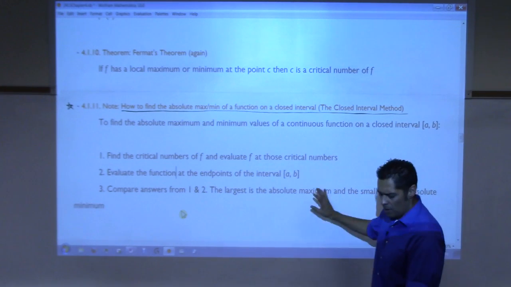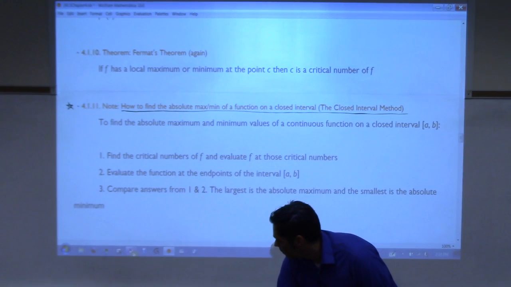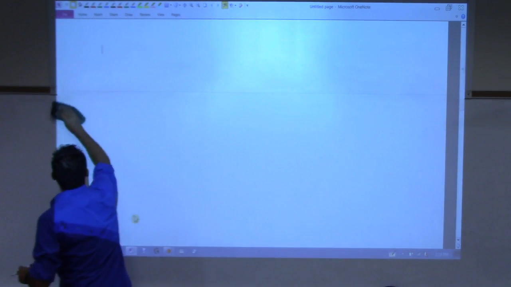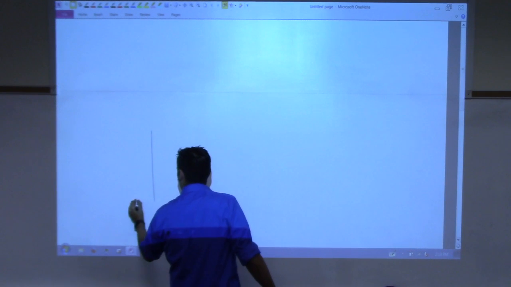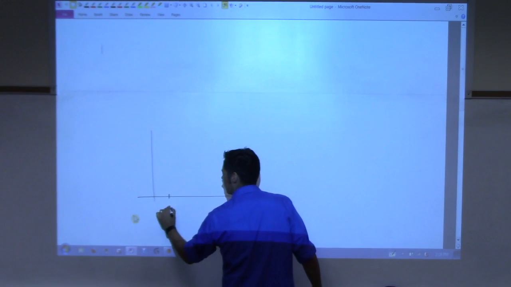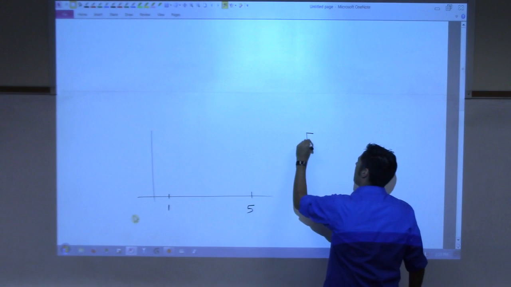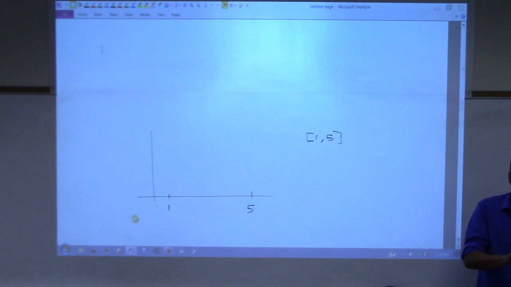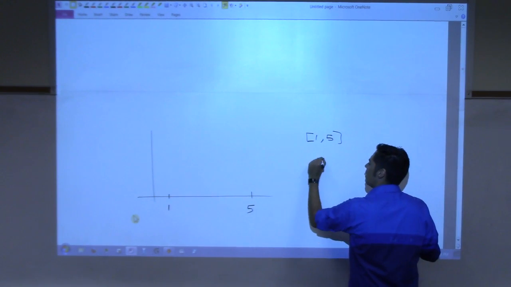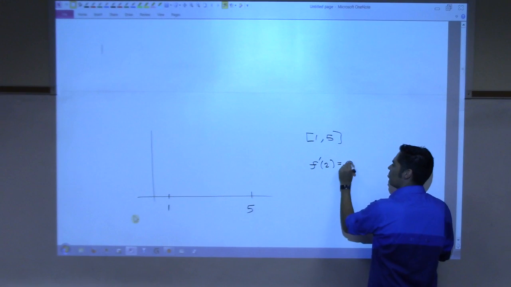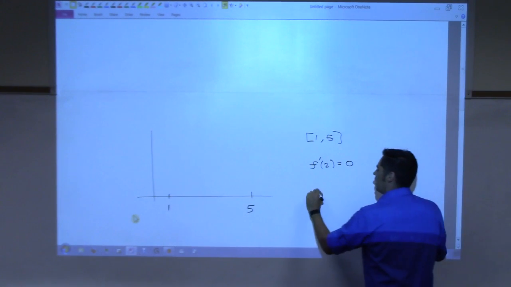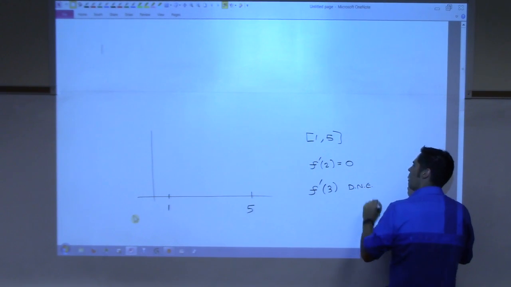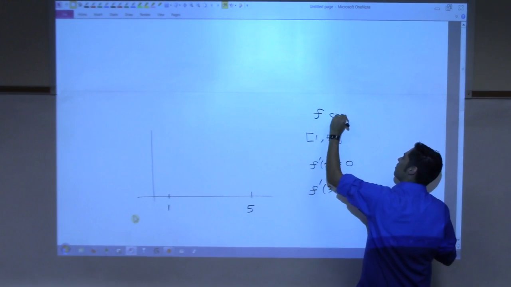Here's a way of me explaining this visually. Let me try and visualize this method. Let's say that I have a function that's defined on [1, 5]. Okay? I'm going to give you some more information here. What if I tell you that the derivative at 2 is 0, and I tell you that the derivative at 3 does not exist? And I also tell you that this function f is continuous, all right?